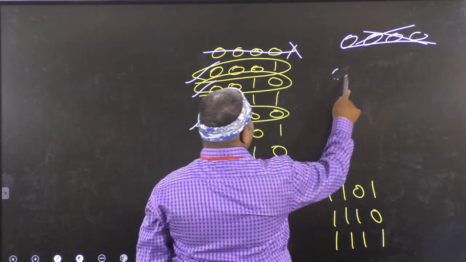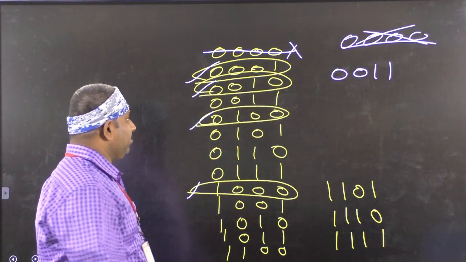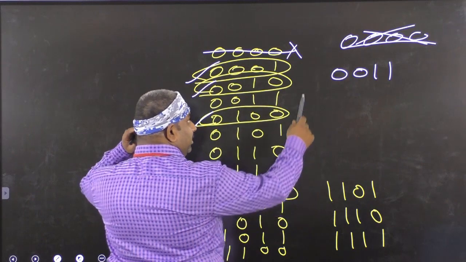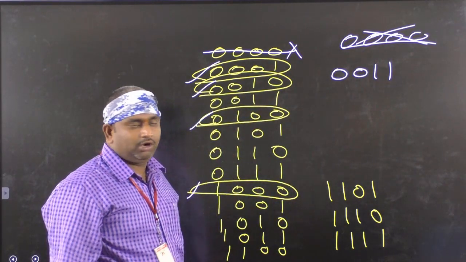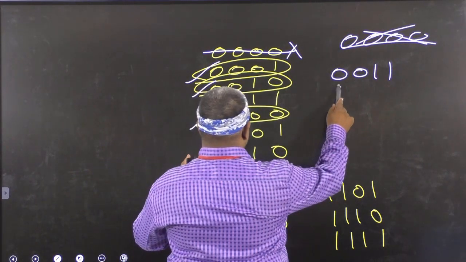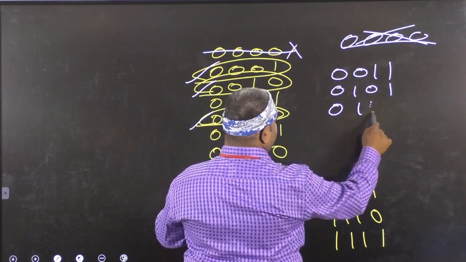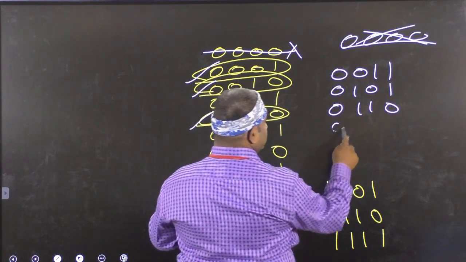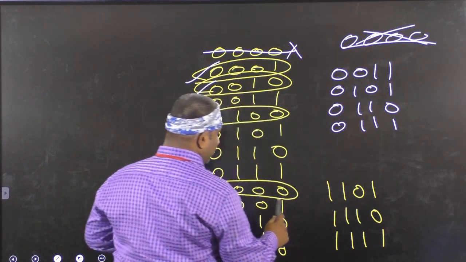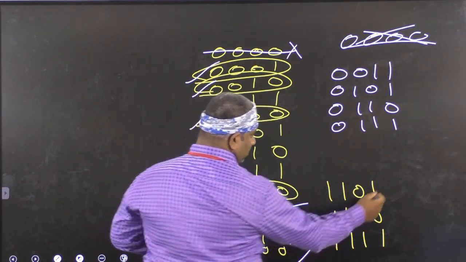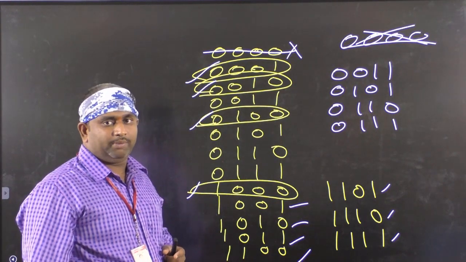0011 is available. And so see here, next if I got this combination, what I have to do? Next 0101, next 0110, next 0111, next this one, this one, this one, this one, this one, this one, this one. Right. Now I am writing all these combinations in an order.